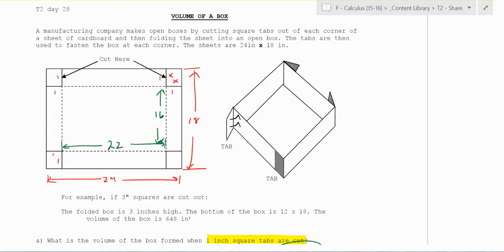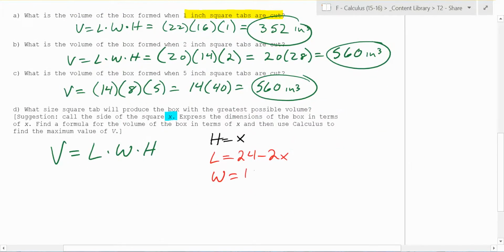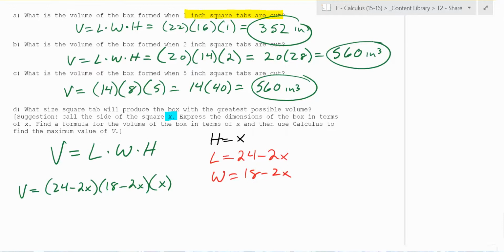24 minus... Not 24, it's... Oh, 18 minus... Yes, 18 minus 2x. So we have 18 minus 2x. So we can plug that in and get volume is equal to 24 minus 2x times 18 minus 2x times what? X. Do we have an equation?